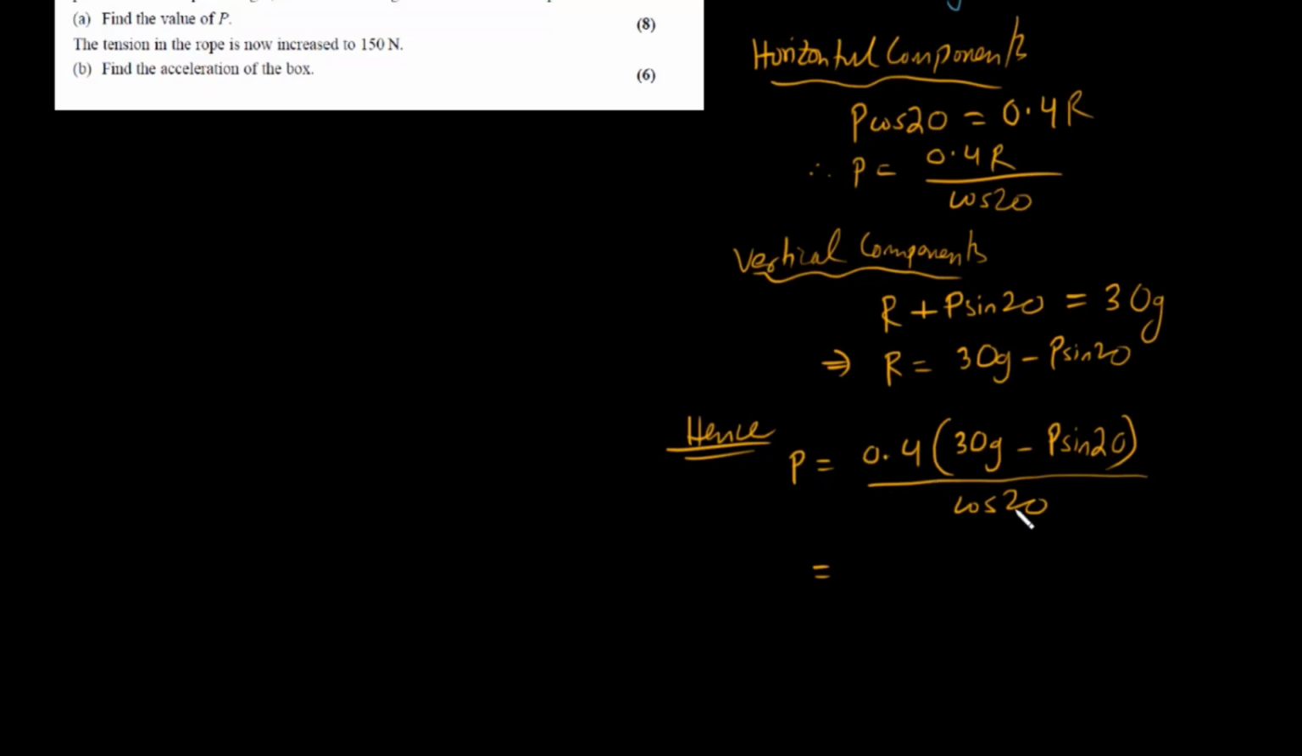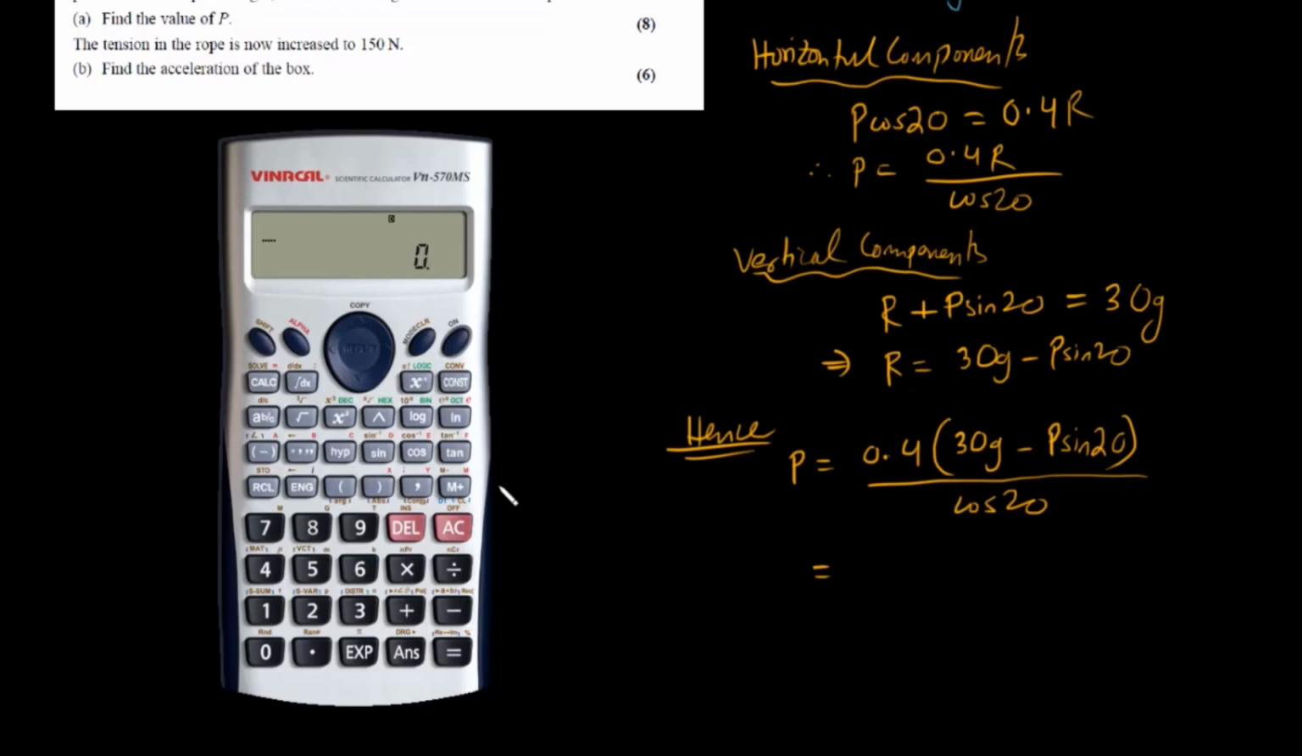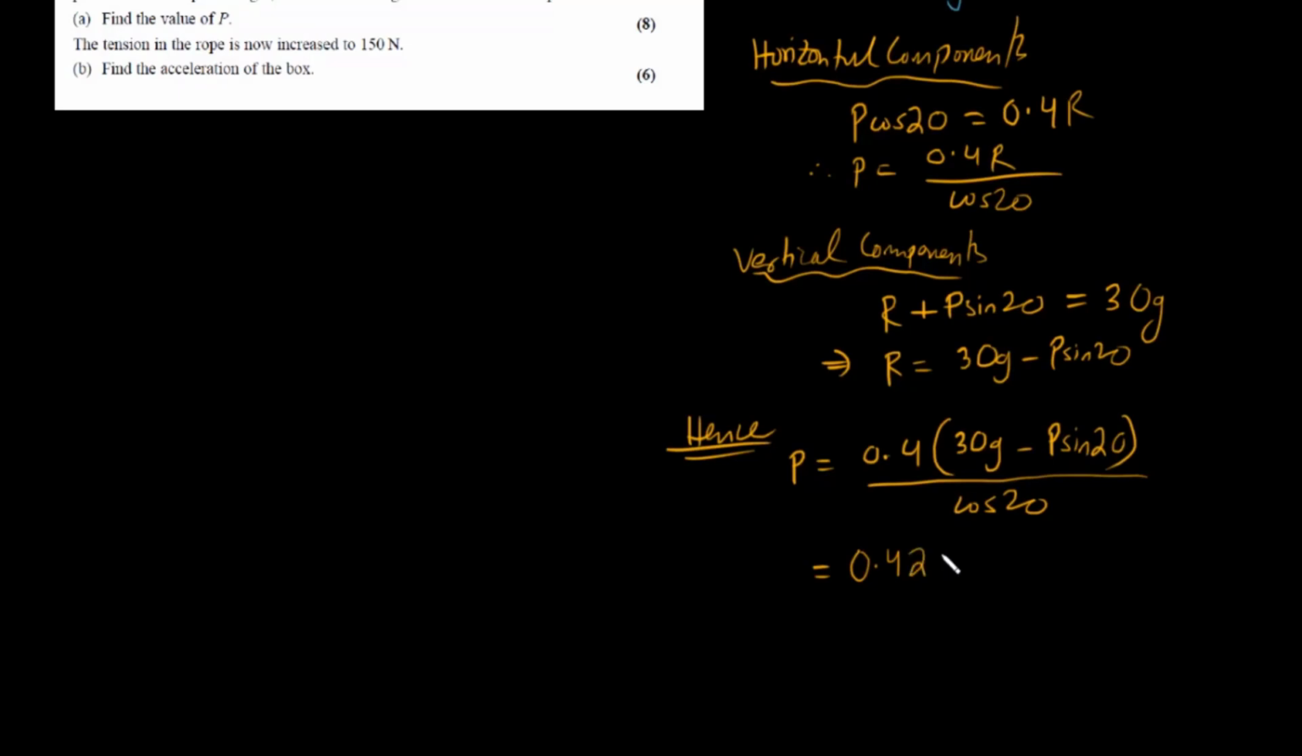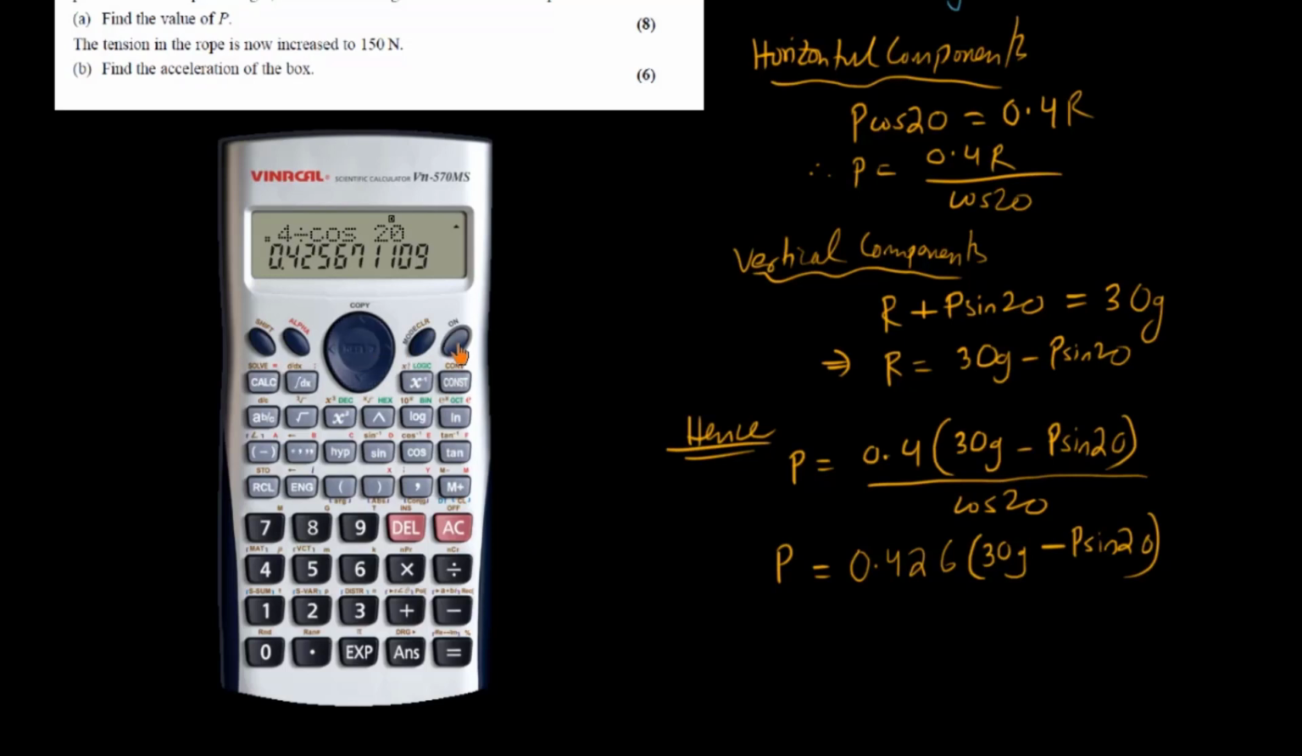Since the calculation is a bit lengthy, one calculation we can do is write 0.4 divided by cos 20. That turns out to be 0.426. So 0.426. Now we have to multiply this with 30g and P sin 20. So what we have to do now is multiply 0.426 by 30 times 9.8, and that turns out to be 125.2.